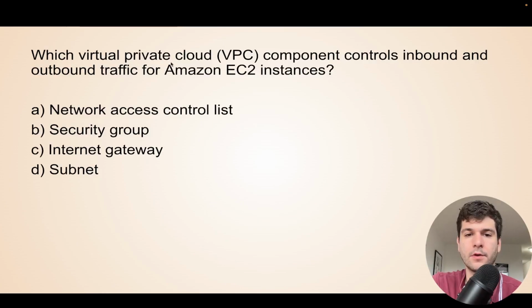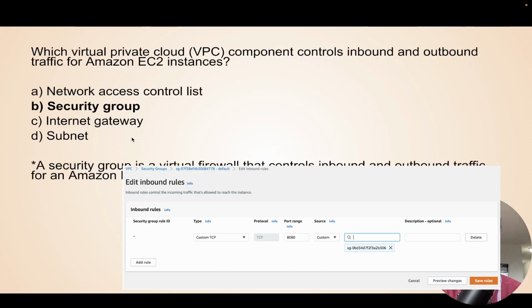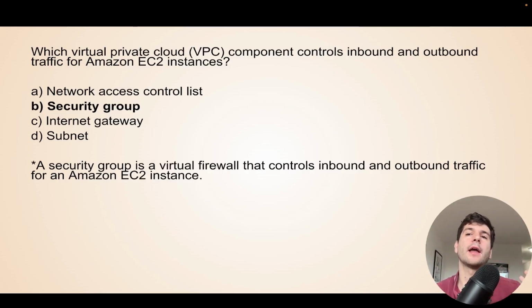Which virtual private cloud component controls inbound and outbound traffic for Amazon EC2 instances? So I already know that would be B, security groups, and I'll put a screenshot here of security groups. When you create an Amazon EC2 instance, you'll see a section, edit security group, and in there, you can set inbound and outbound traffic rules.